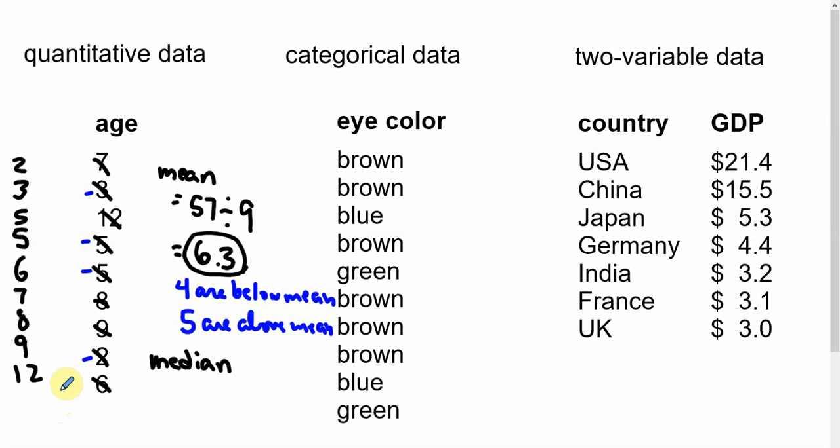Now, with 9 numbers, we're in luck because 9 is an odd number. And when you have an odd number of numbers, there is one number that's right in the middle, and that is your median, right? So the fifth number would be it, because there'd be 4 over here, 4 over here. So this number 6 is right in the middle. It's the fifth out of 9 numbers. So the median is 6.